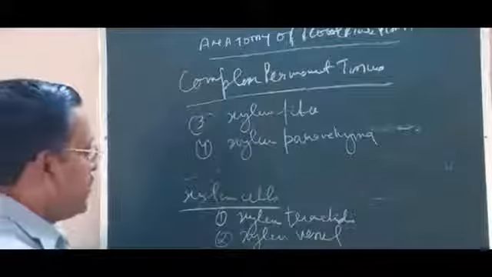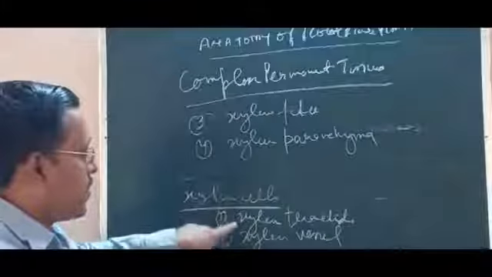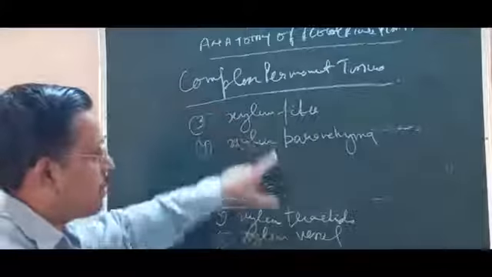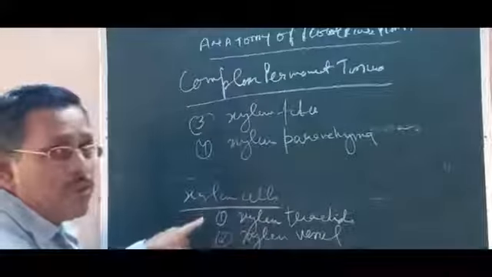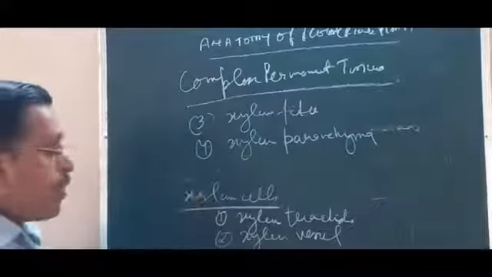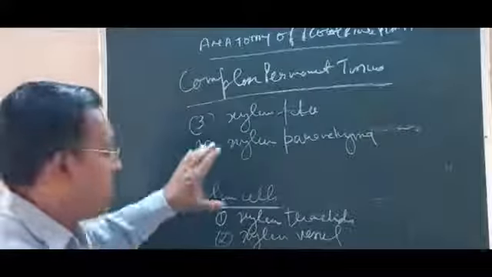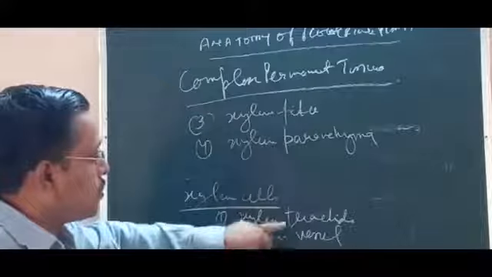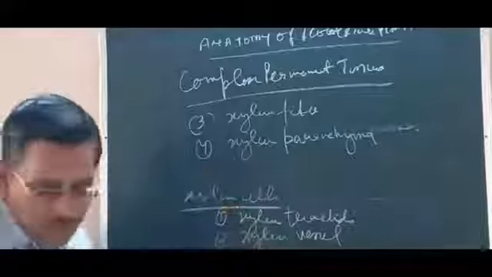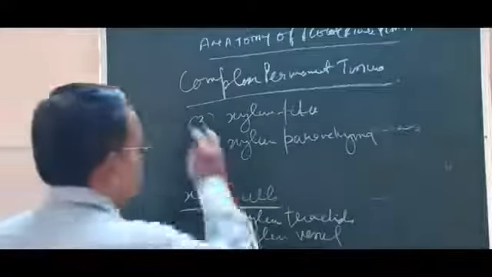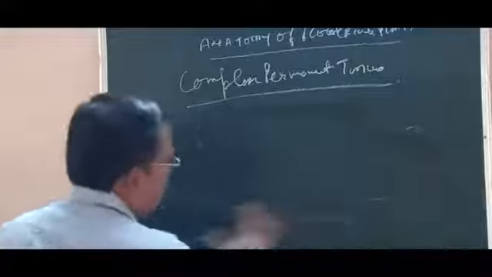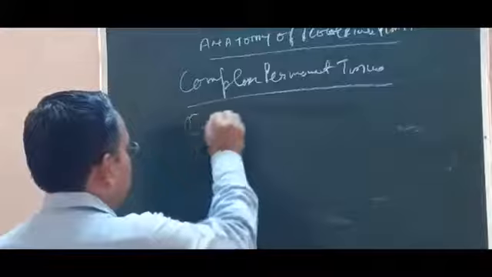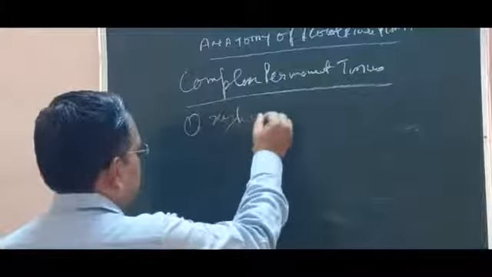As the name suggests, all these different types of cells are part of the xylem, and together these four types of cells form a complex tissue which is called the xylem complex permanent tissue. All these four types of cells together constitute the xylem tissue. Now, one by one we will discuss these cells. These are all parts of xylem bundles, and first of all we will discuss the xylem tracheids.